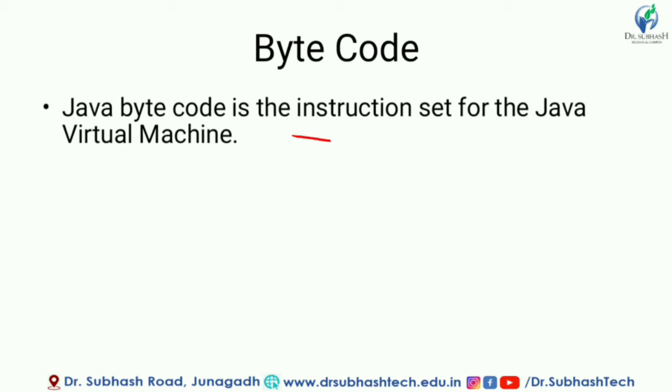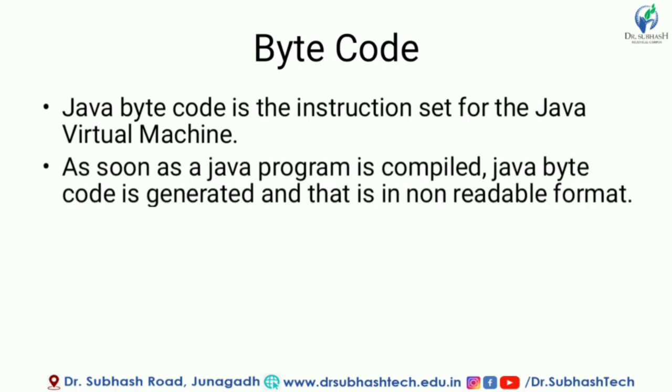You might have heard this word in microprocessor instruction set, right? An instruction set is a set of tasks, and they are given particular instruction names. These instructions are given to the JVM. JVM is one of the compilers which is used for compiling the Java programs, right? The bytecode is the instruction set for the Java virtual machine, that means JVM.